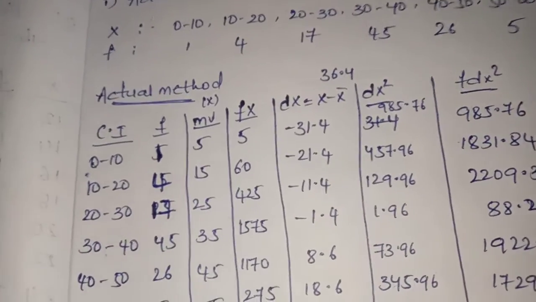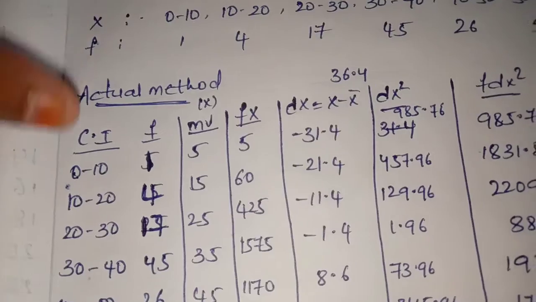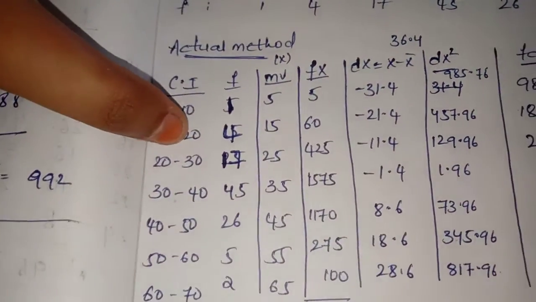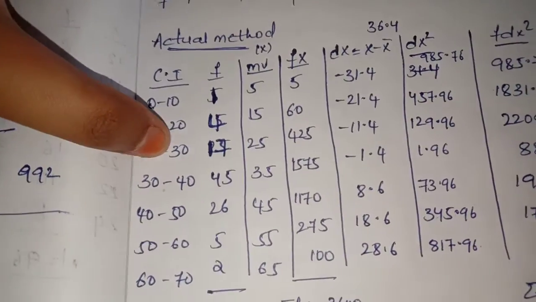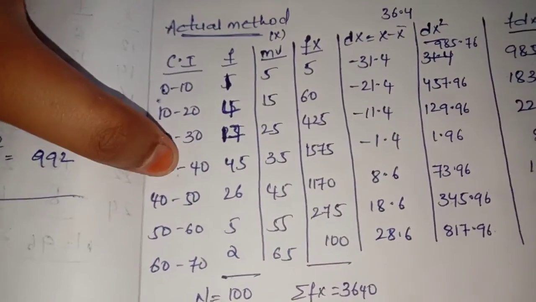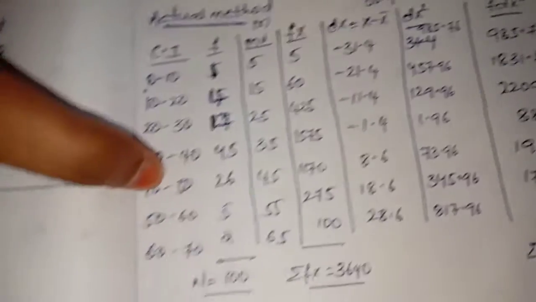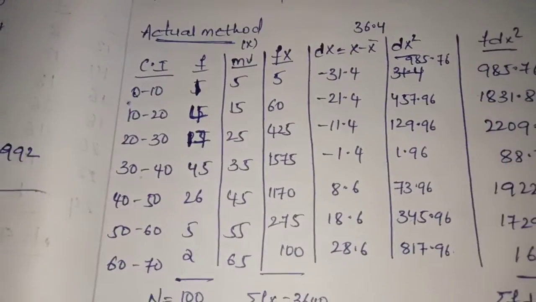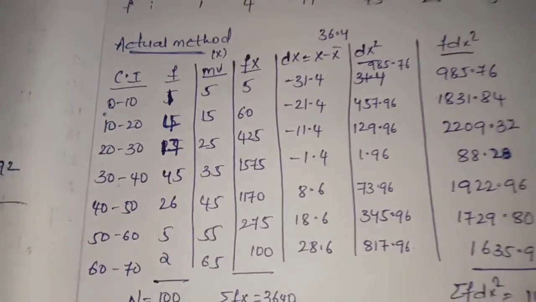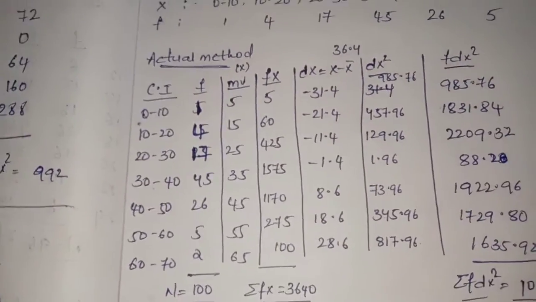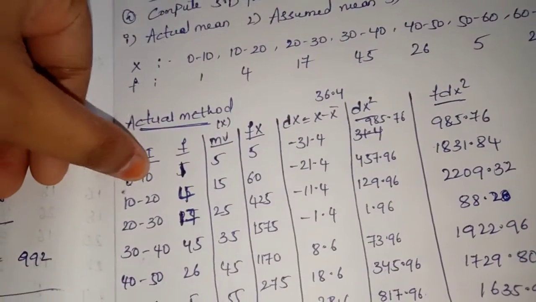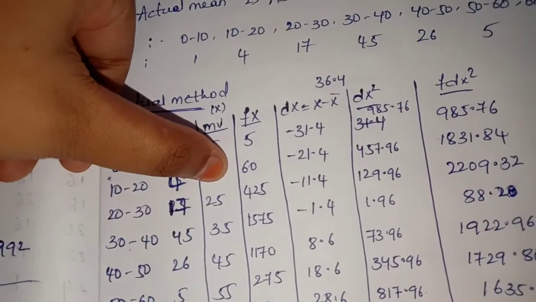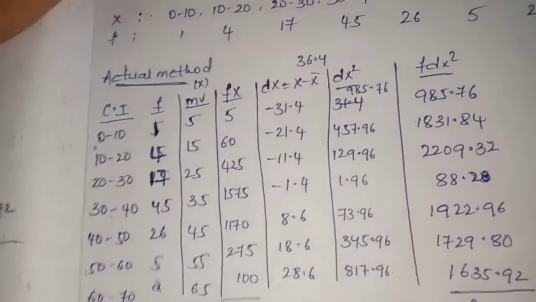As I told you, in continuous series, mid values will be taken. So for 0 to 10, the middle value is 5. 10 to 20, middle value is 15. 20 to 30, middle value is 25. 30 to 40, middle value is 35. 40 to 50, middle value is 45. 50 to 60, middle value is 55, and 60 to 70, it is 65. And you can also calculate through the formula, that is 0 plus 10 divided by 2, you will get 5. 10 plus 20 divided by 2, you will get 15. Like that you have to calculate mid values.